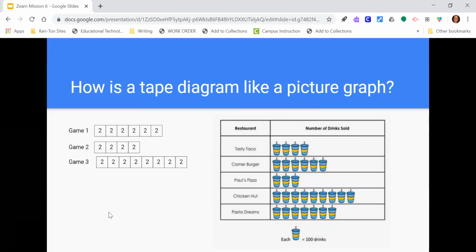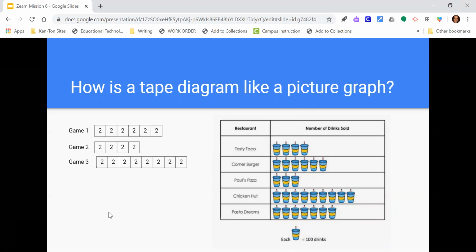On the left, we see the tape diagram we just created. And on the right, we see a picture graph. A picture graph uses a picture to represent a certain amount of data. In this case, the picture is a cup with a straw, and each cup represents 100 drinks from the restaurants listed below. Tasty Taco, Corner Burger, Paul's Pizza, Chicken Hut, not Pizza Hut, and Pasta Dreams. I think I'd like to go to every single one of those restaurants right now.